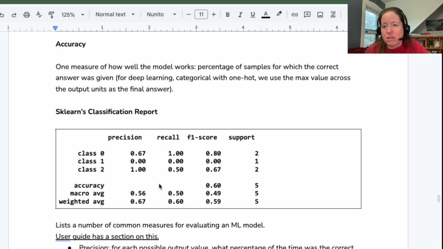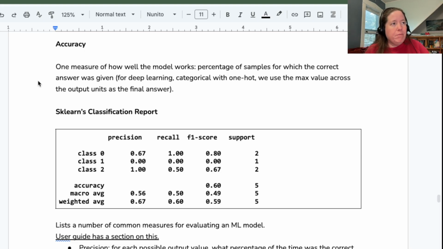Accuracy is a primary one. It's a simple one. It measures how well the model works. It calculates the percentage of the instances or samples that you present to the model: what percentage of them had the correct answer as the result? And we'll talk about what that means for some of the different models as we go forward.